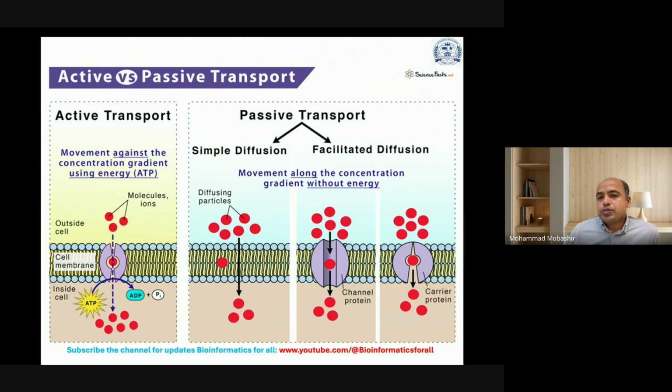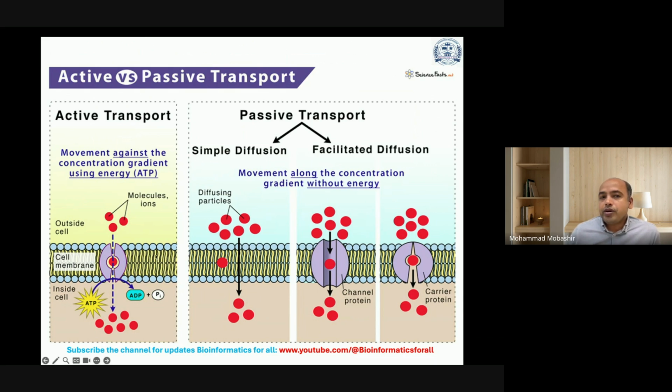And in passive transport, first of all, it does not need any energy. And it is of two types, simple diffusion and facilitated diffusion. In simple diffusion, you don't need any specific kind of carrier or channel protein, but in case of facilitated diffusion, you need some kind of channel protein or carrier protein, and it is without energy. So the movement is along the concentration gradient without energy.